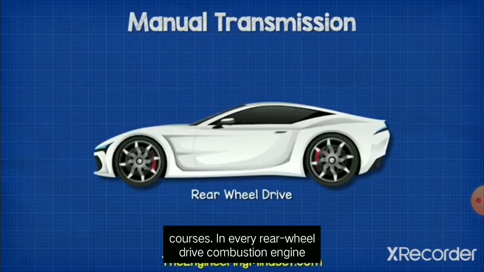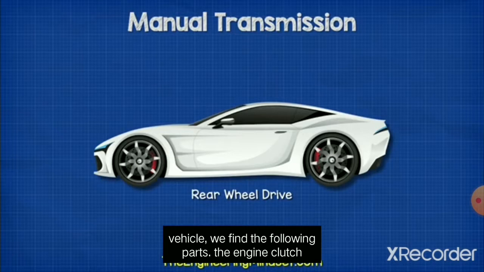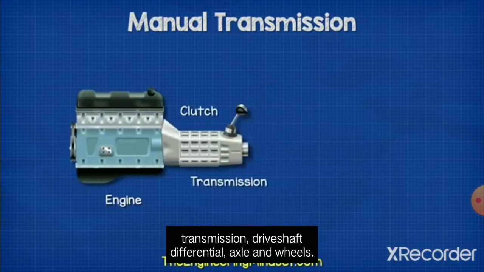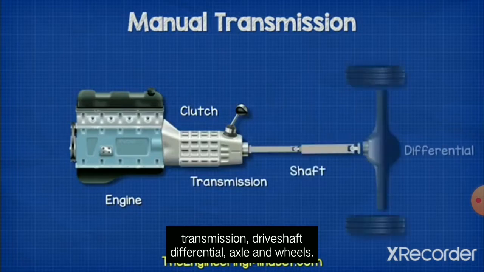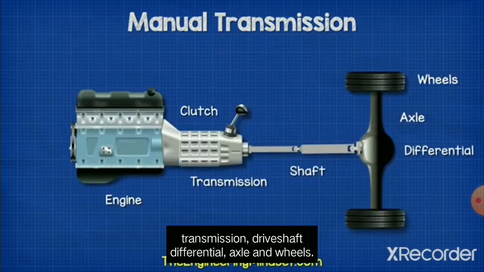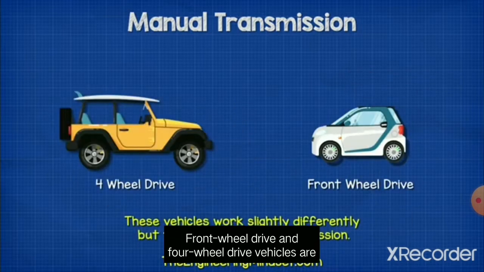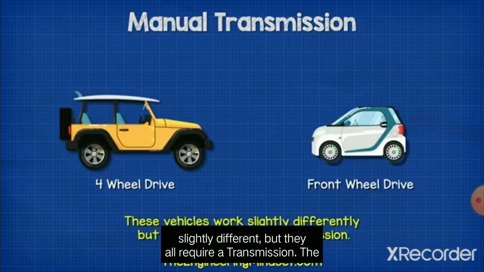In every rear-wheel drive combustion engine vehicle, we find the following parts: the engine, clutch, transmission, drive shaft, differential, axle, and wheels. Front-wheel drive and four-wheel drive vehicles are slightly different, but they all require a transmission.